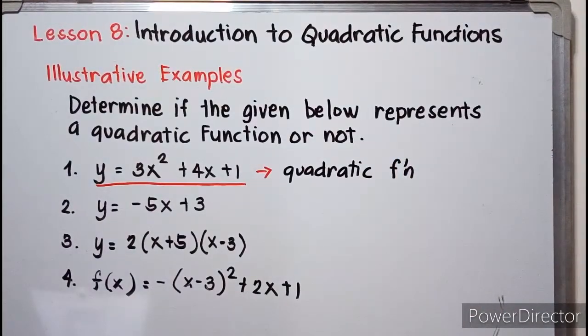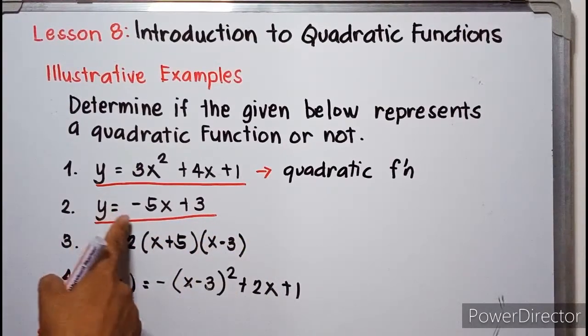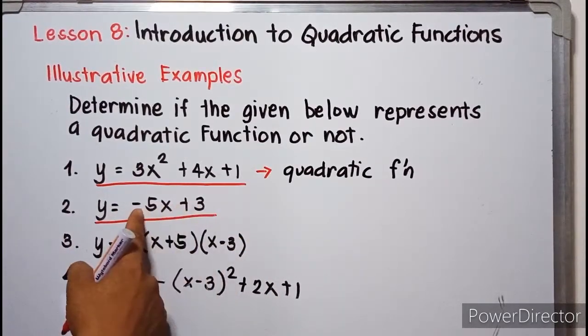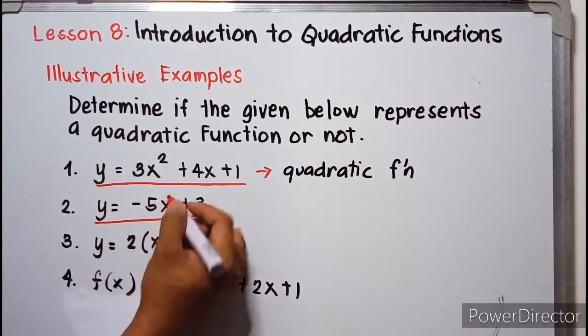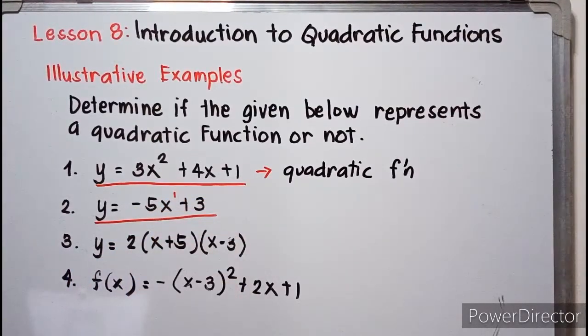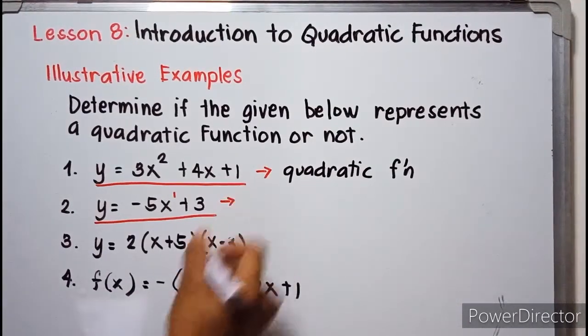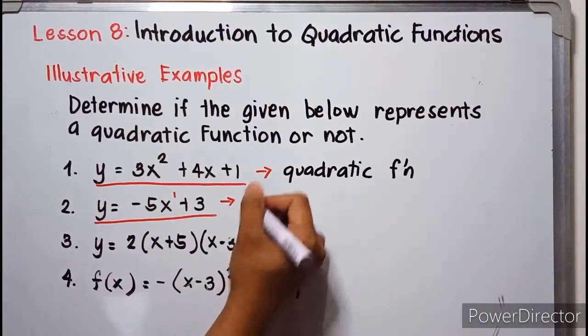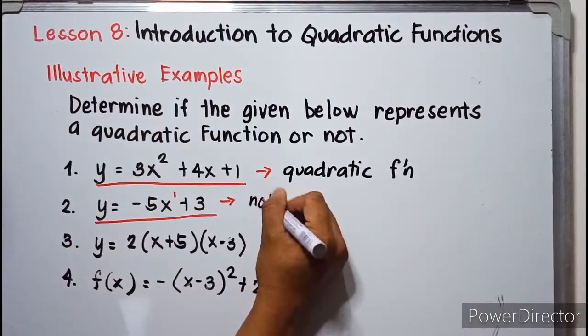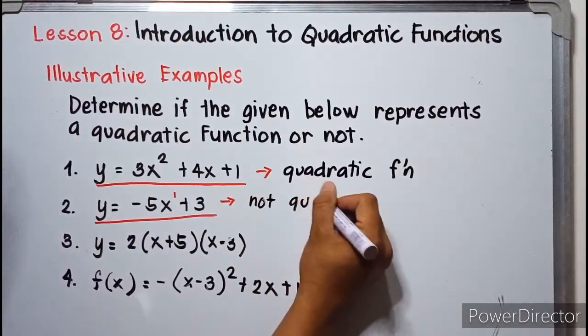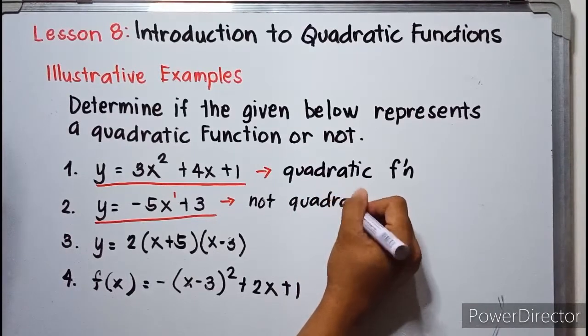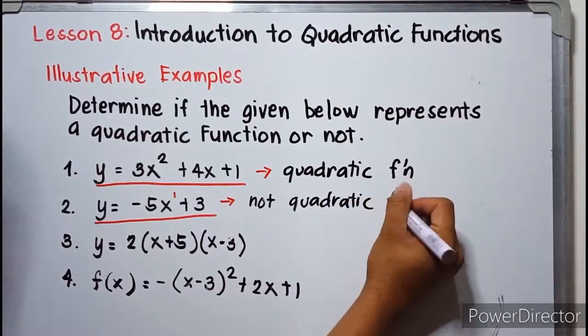For number 2, y is equal to negative 5x plus 3. Upon inspection, the highest exponent of our variable x is 1. Meaning, this is not a quadratic function. So for number 2, this is not a quadratic function.